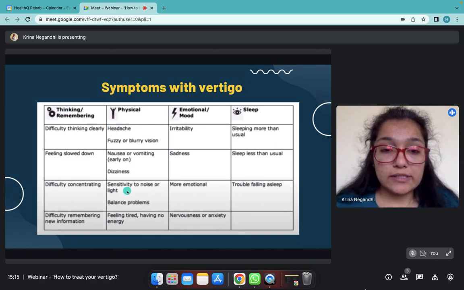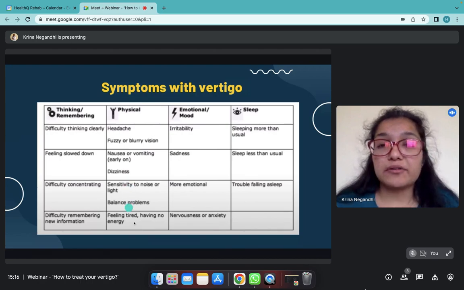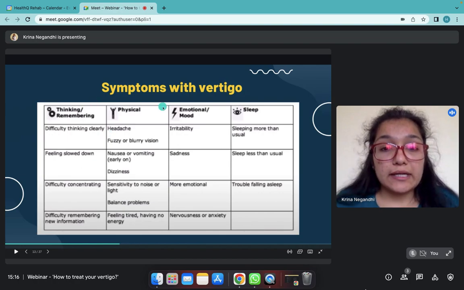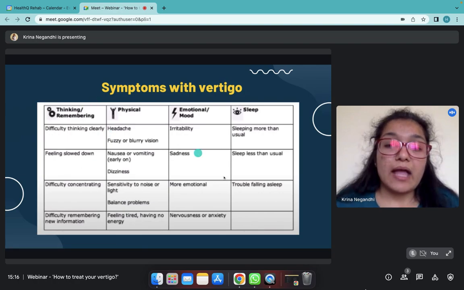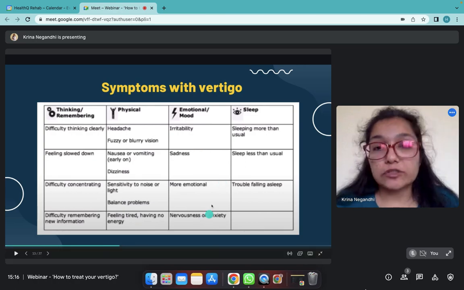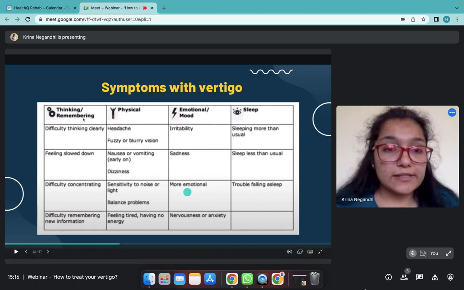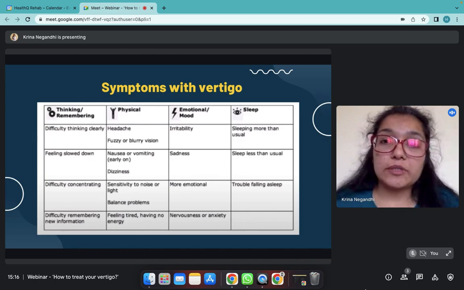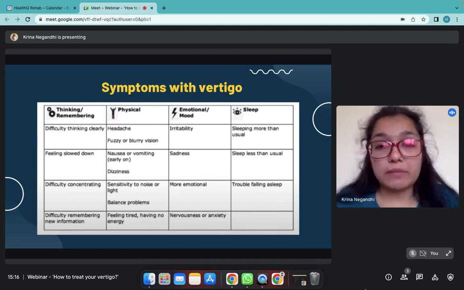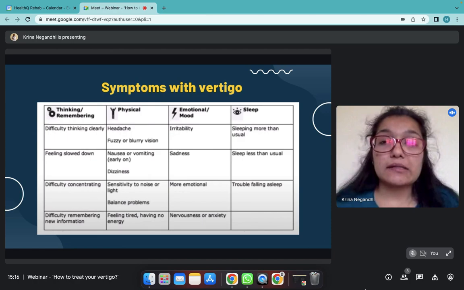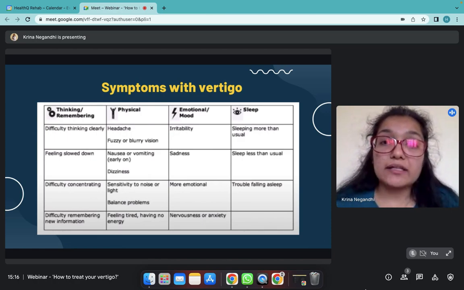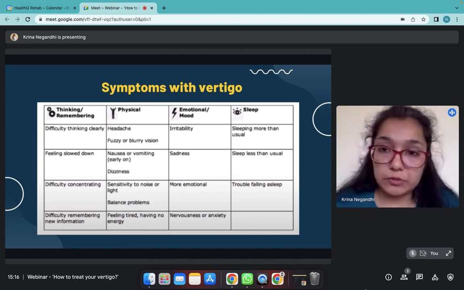In the physical component, headache, blurring of vision, nausea, vomiting, dizziness, sensitivity to noise or light, balance problems, and fear of tiredness are common. In the emotional aspect, irritability, sadness, nervousness, and anxiety are the most common. The person feels slowed down. The person is not able to think clearly and not able to remember new information. And there is the vertigo and its frequency and fear of acute attacks.